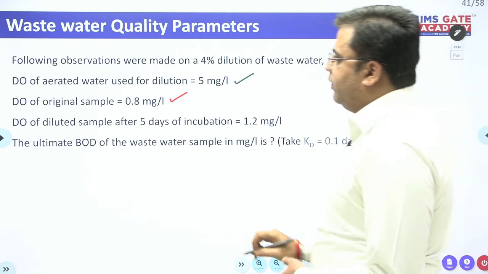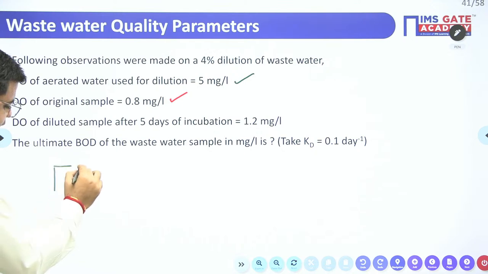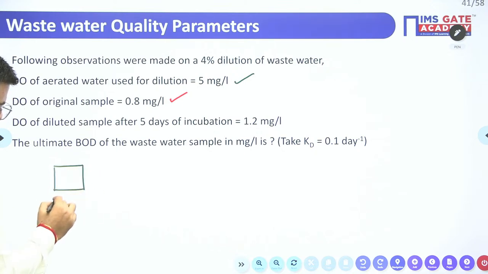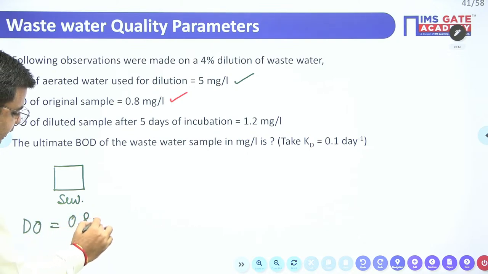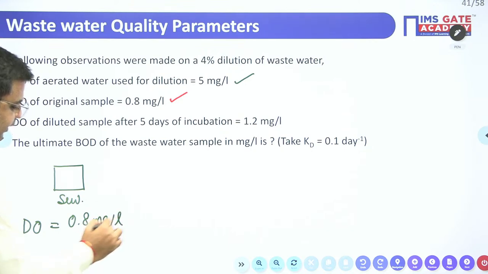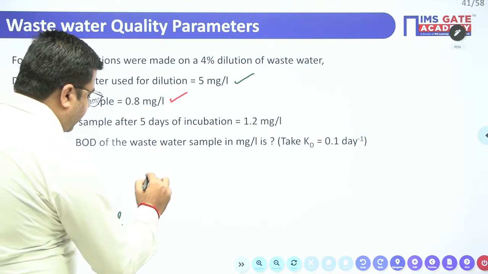Here, you are given the dissolved oxygen of the aerated water and the sewage. If this is my sewage sample, the DO of the sewage sample is given as 0.8 milligram per liter, right? And the aerated water DO is given as 5 milligram per liter.